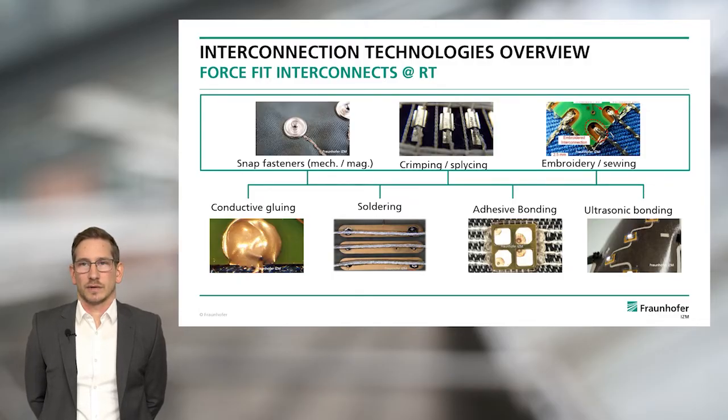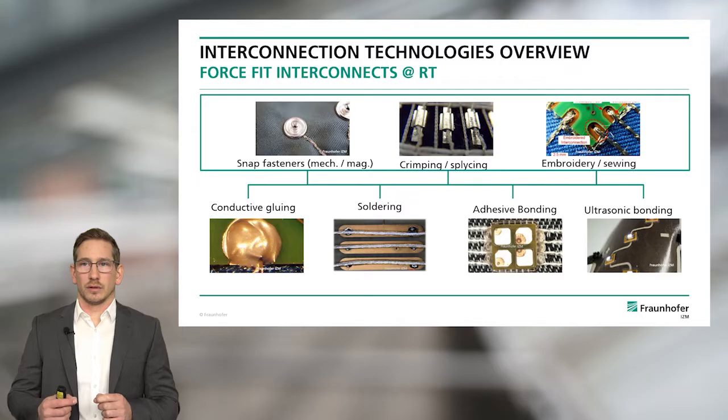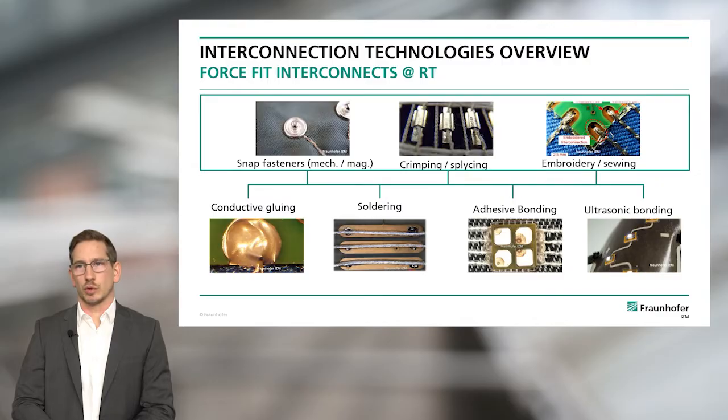In the middle of the upper row, there is crimping and splicing. This is very commonly used in the automotive industry. I think most of the seat heating systems are interconnected like that. And then you also have embroidery, not only as integration of conductors, but also for establishing the interconnect or the contact in the same way. This is at the moment also being industrialized. All these three have in common that you can establish electrical contact at room temperature, so-called force-fit interconnects.